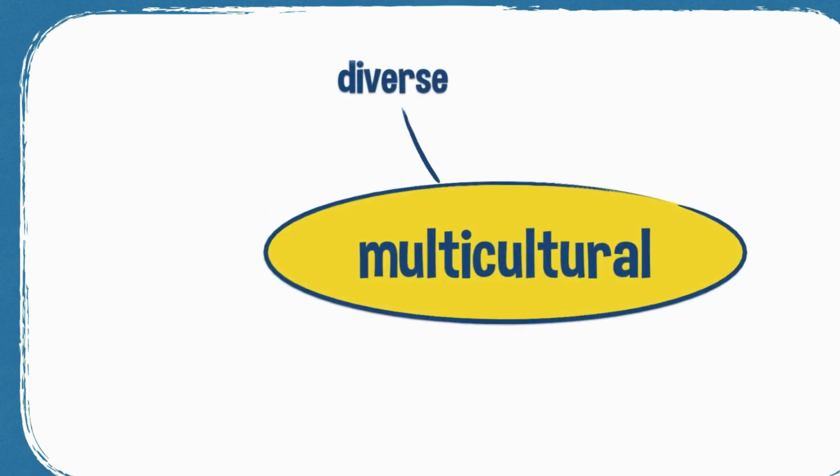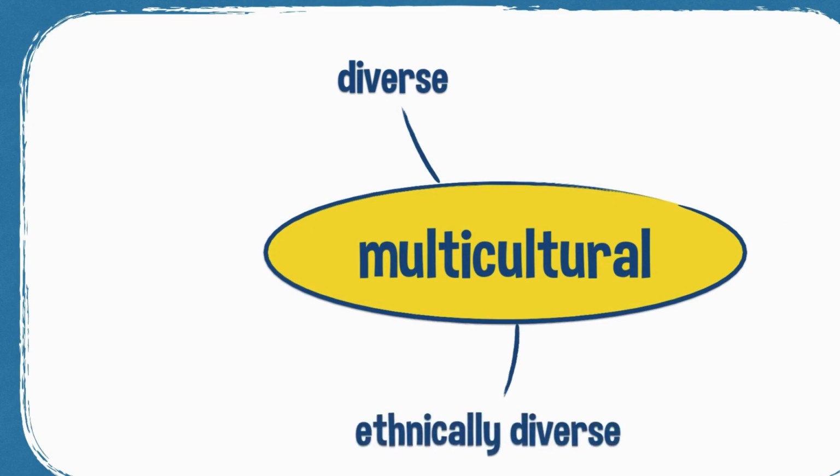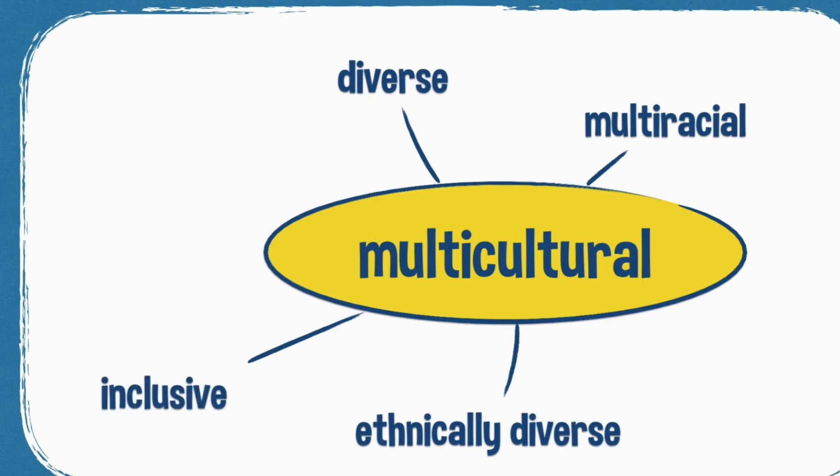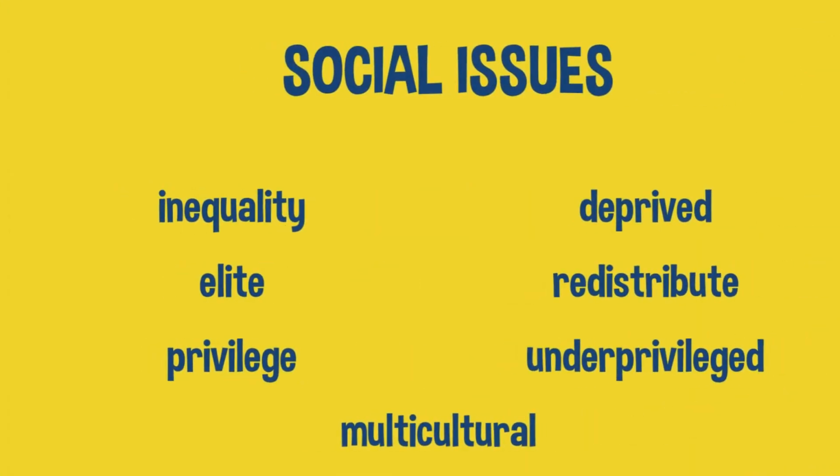And some synonyms: diverse, ethnically diverse, multiracial, and inclusive. So there are your 7 words for social issues: inequality, deprived, elite, redistribute, privilege, underprivileged, multicultural.